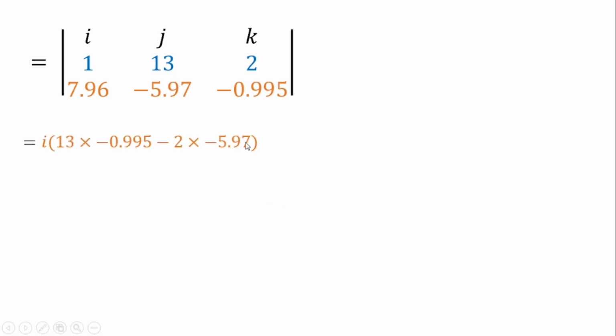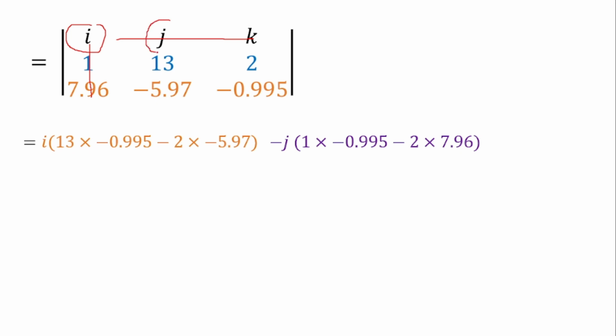So for the first term, suppose you consider i, then cancel out the first row and first column. So here it should be 13 into minus 0.995 minus 2 into minus 5.97. The next step is minus j. Start with the minus sign and j. So cancel out the first row and the second column. So it should be 1 into minus 0.995 minus 2 into 7.96. So this will give you the second term.